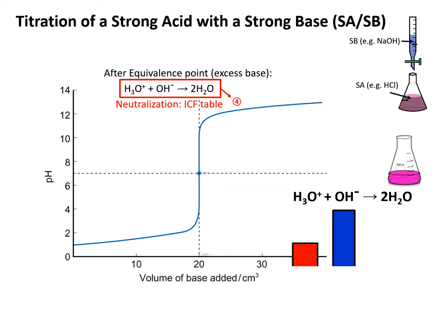After we pass the equivalence point, we continue to add our titrant, which is hydroxide, to our unknown sample. And after we've passed the equivalence point, we have an excess of hydroxide. At this point, all of the H3O+ in our sample reacts with some of the hydroxide that we've added to produce water. But we have an excess of hydroxide remaining in our sample. And it's this excess hydroxide that determines the pH of the sample after the equivalence point.